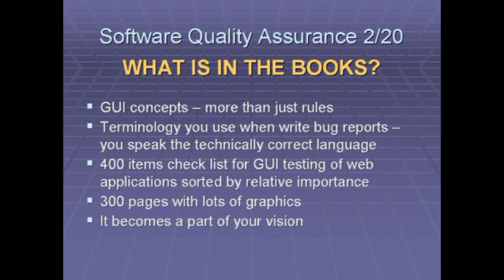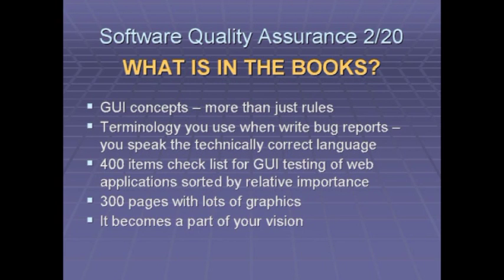Then another thing which is extremely valuable is terminology of graphic user interface. Why is it important? Because you write bug reports. When you write bug reports, you have to use specific technical terms. Otherwise, nobody understands you. Normally, the books come with appendices, and one of the appendices will be the glossary explaining the terms. But even if there is no glossary, the book itself explains the terms.